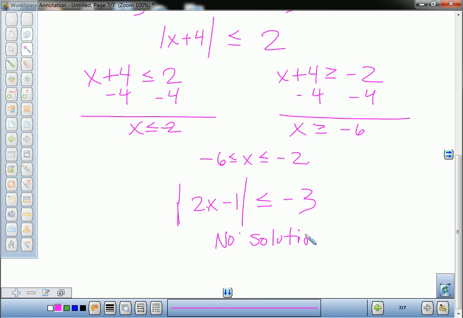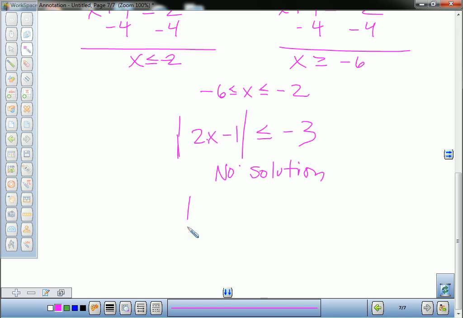Now, there's one more special one with inequalities. What if we have the same thing, but we have where it's greater than a negative number? Well, all absolute values are greater than a negative number. So no matter what value I put in for x, this is true.